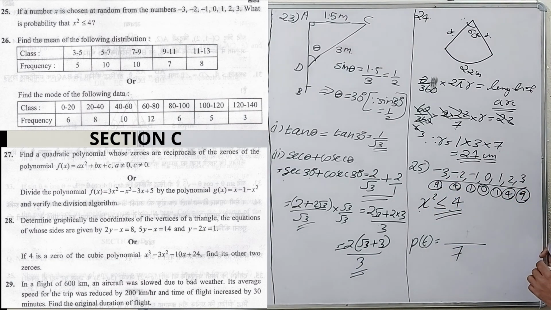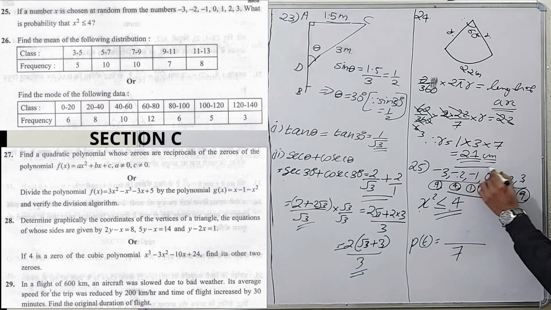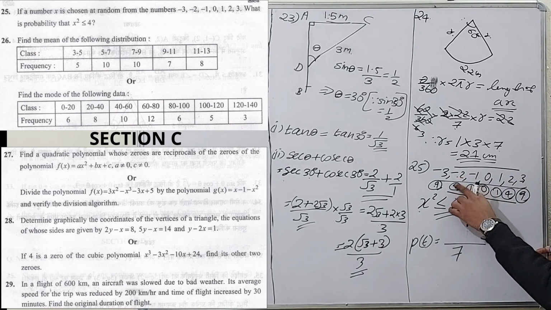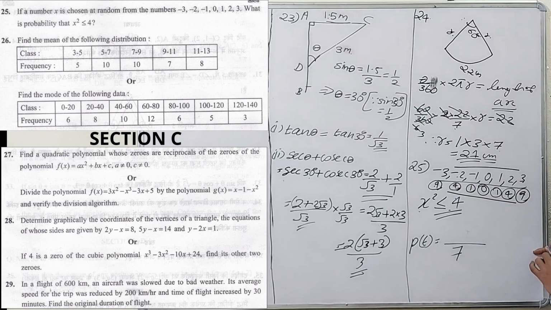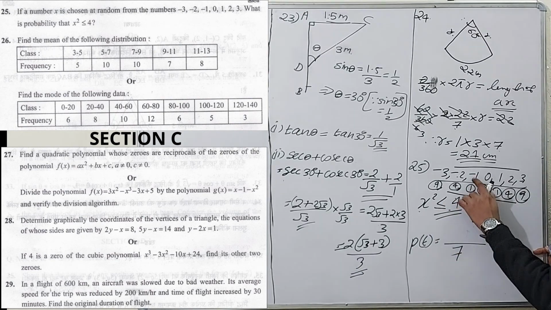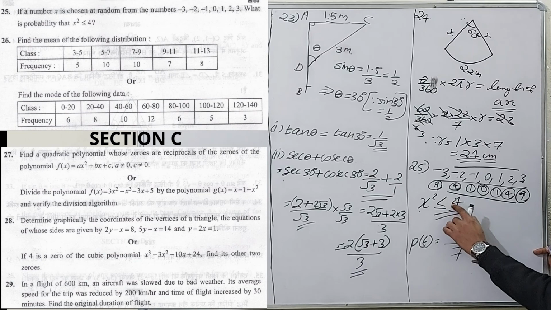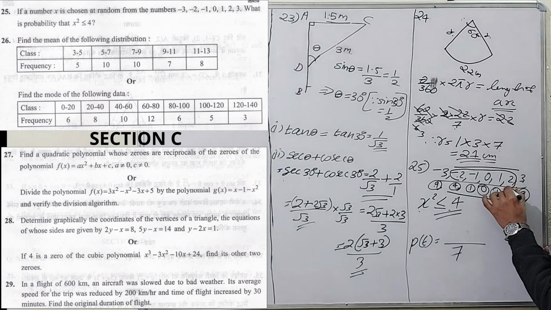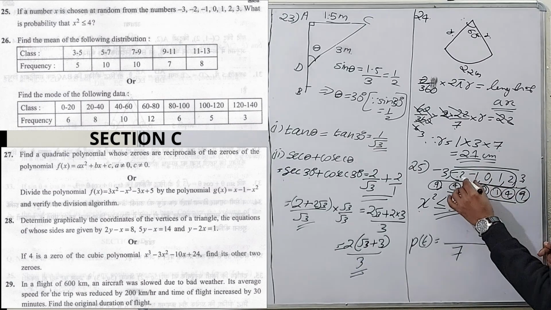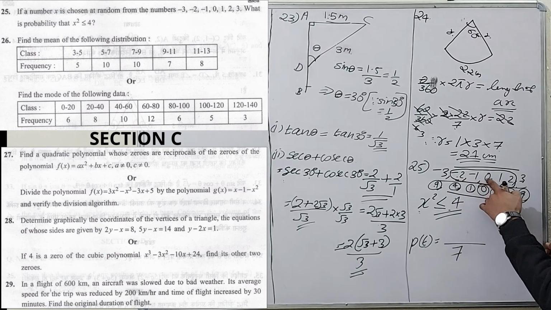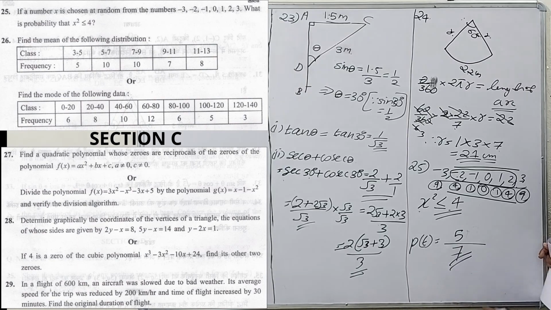Then out of these 7 numbers, the squares of minus 3 and 3 are 9, which is greater than 4. But for the other 5 numbers, from minus 2 to 2, their squares are equal to 4 or less than 4. The squares of minus 2 and 2 are equal to 4, so they satisfy this condition. And the squares of these 3 numbers are less than 4, which also satisfies this. If we choose any one of these 5, then the square will be less than or equal to 4. So the number of favorable outcomes will be 1, 2, 3, 4, 5. 5 by 7 is the answer.